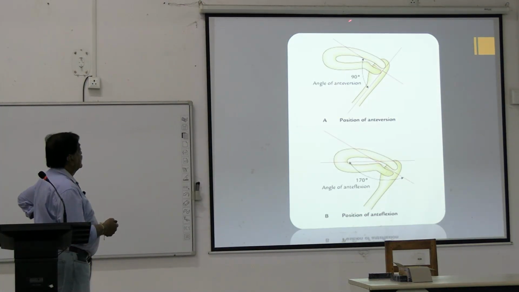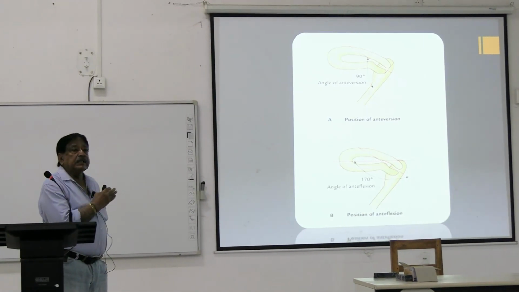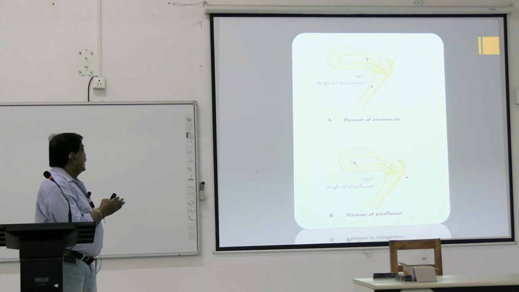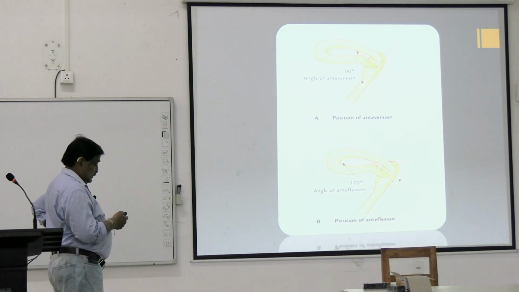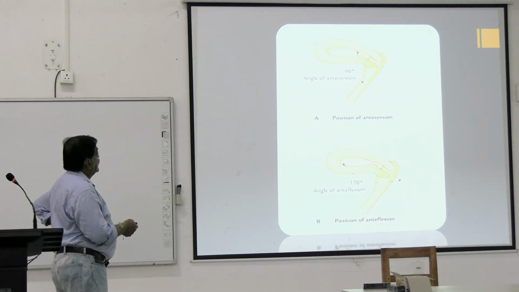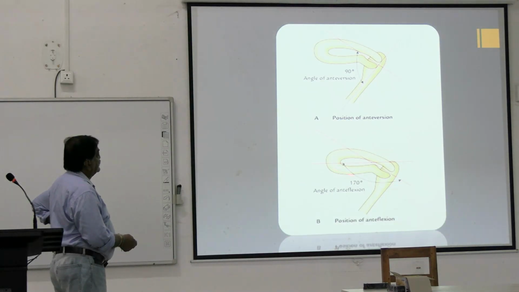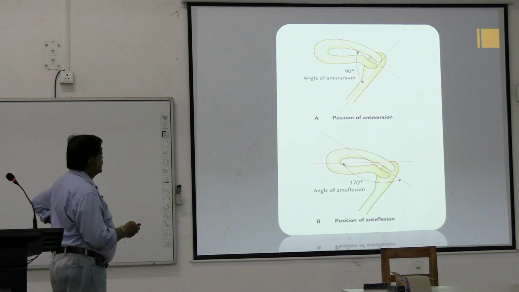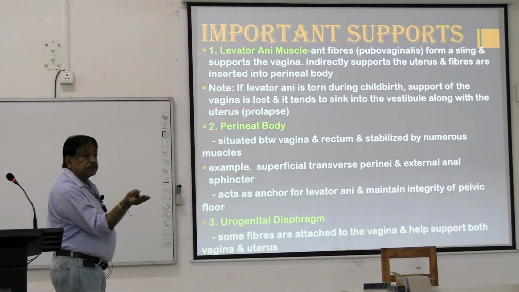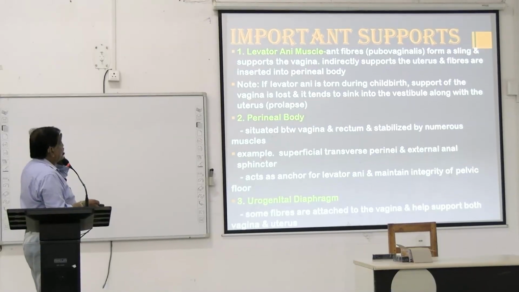See, this is the picture. If you have a question, then please draw this anteversion and anteflexion: angle of anteflexion, angle of anteversion, the position of anteversion and position of anteflexion. The angle of anteversion is 90 degrees, and the angle of anteflexion is 170 degrees, and the position of retroverted. Okay.